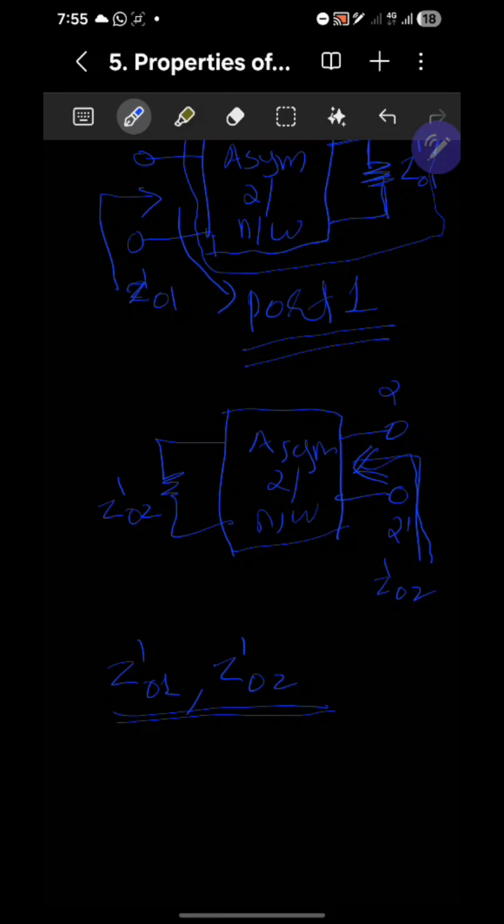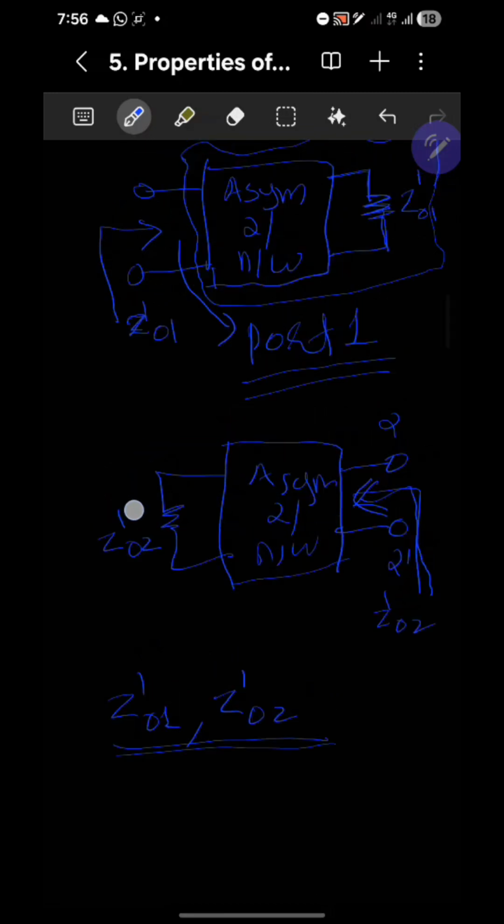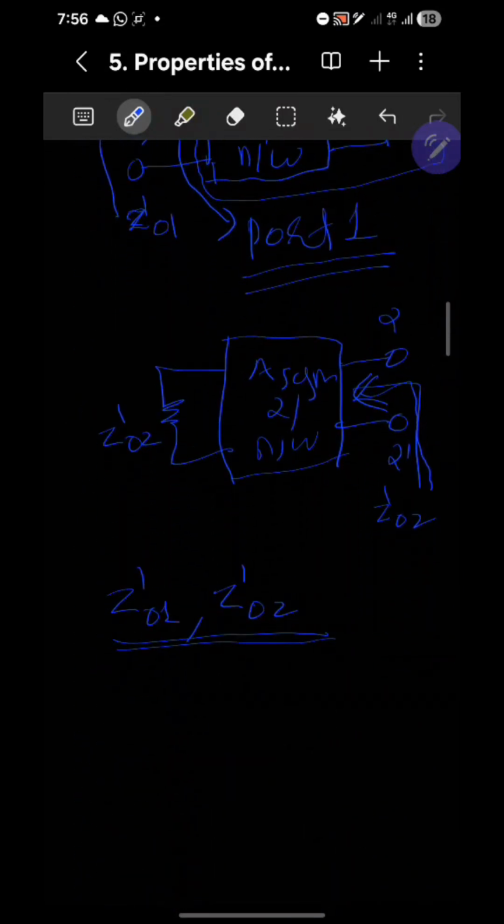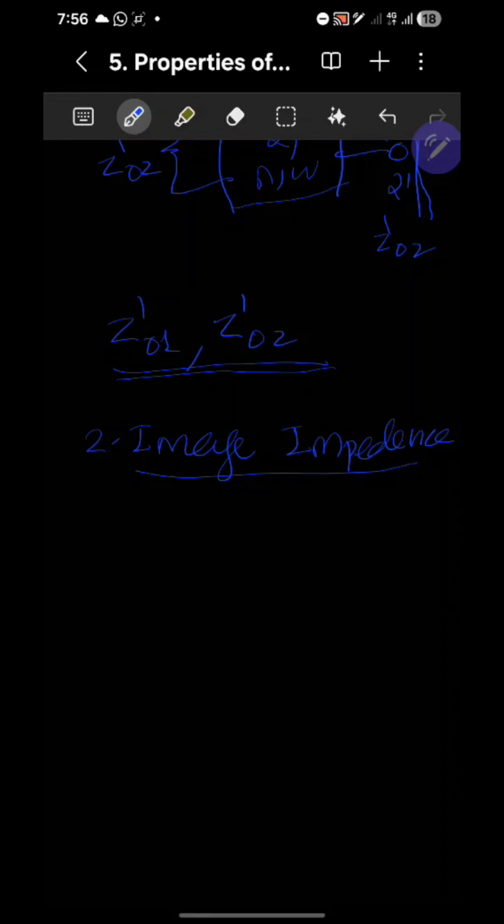This is an important point. When we discussed characteristic impedance, it is unique for a two-port network because the electrical properties won't change if you interchange the input and output. But in the case of an asymmetrical network, that is not the case. The electrical properties will change if you change the input and output terminals. That's why here there is one more extra parameter, that is image impedance. What is image impedance?